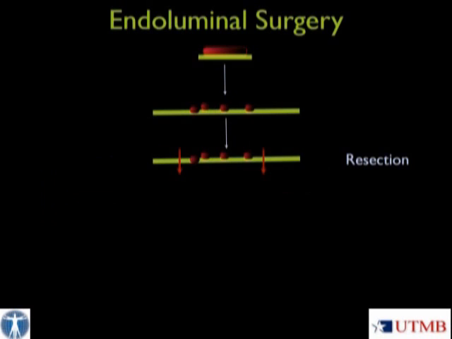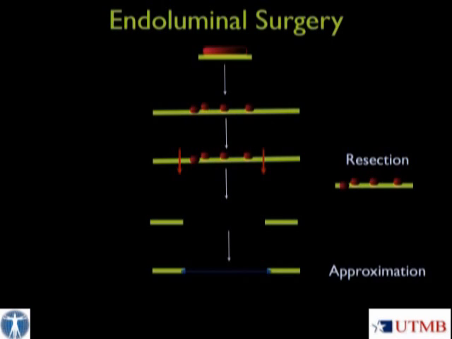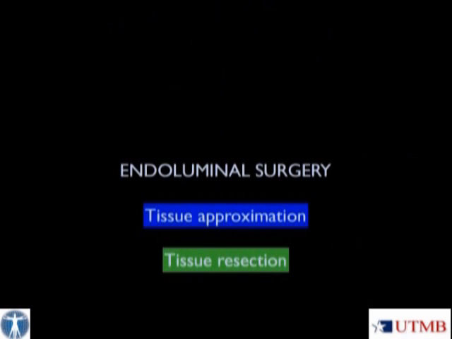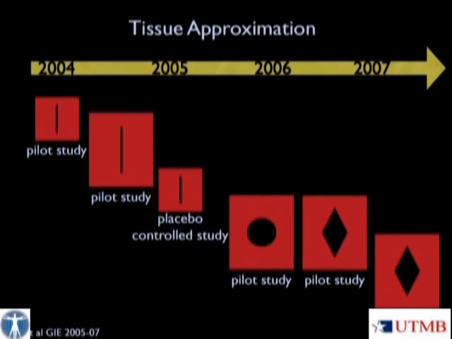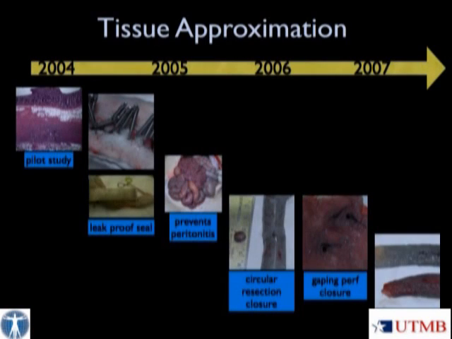This involves endoscopic full-thickness resection of the colon and removal of the lesion, followed by suture closure of the defect using through-the-endoscope devices. Successful tissue approximation and tissue resection are critical components of endoluminal surgery. Over the last 4 years, we have undertaken a series of animal experiments, pilot studies, a placebo-controlled trial, and a randomized control trial comparing endoscopy with surgery and demonstrated that endoscopic closure of colon perforations can be achieved.